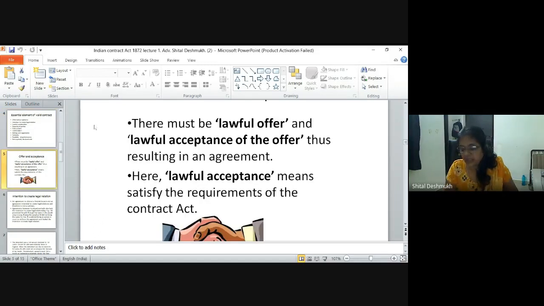First, offer and acceptance. There must be a lawful offer and lawful acceptance of an offer resulting in an agreement. Here, lawful acceptance means satisfying the requirement of the Contract Act. That is, when one person's promise, or a set of promises, forms the consideration for each other between two parties, that acceptance should be lawful, and their minds should be the same at the same time.